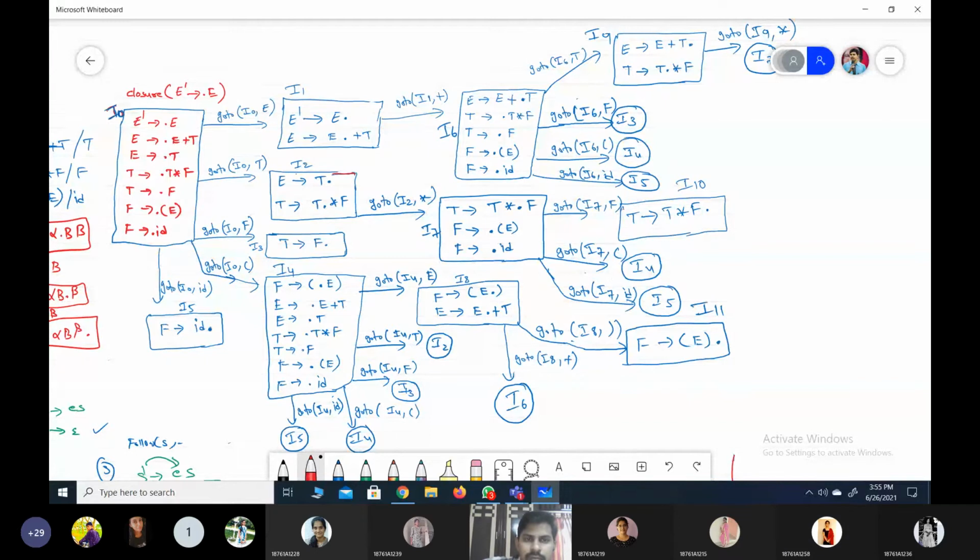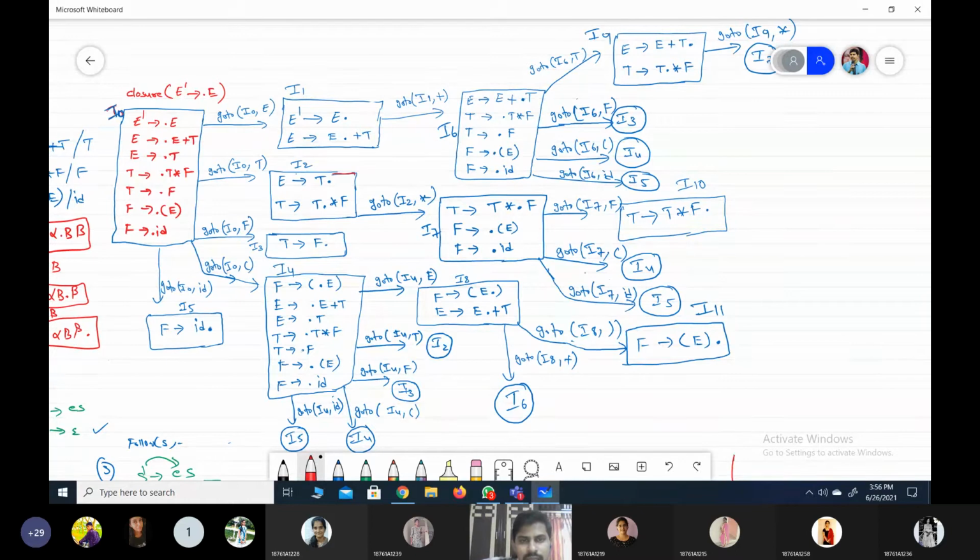Yes, sir. Okay. And E tends to T dot. So E tends to T production, dot is ended in the I2. T tends to T star F dot is ended in the extreme right I10. T tends to F is I3. F tends to open parenthesis E closed parenthesis is I11. F tends to id is I5. As I already said, your goal is to move the dot to the extreme right side direction. Like that you have to verify. Yes, we have done. Okay.